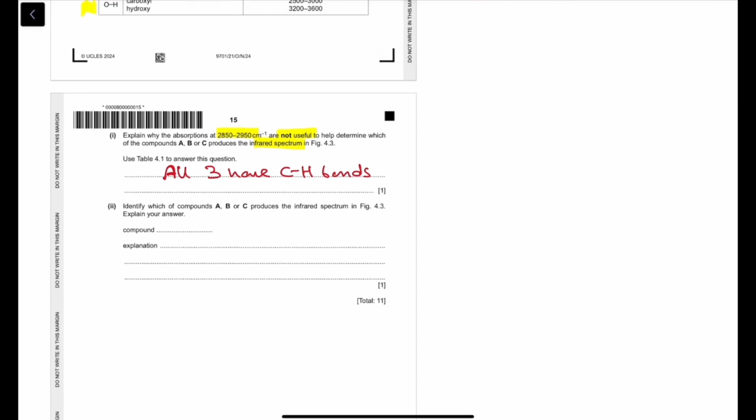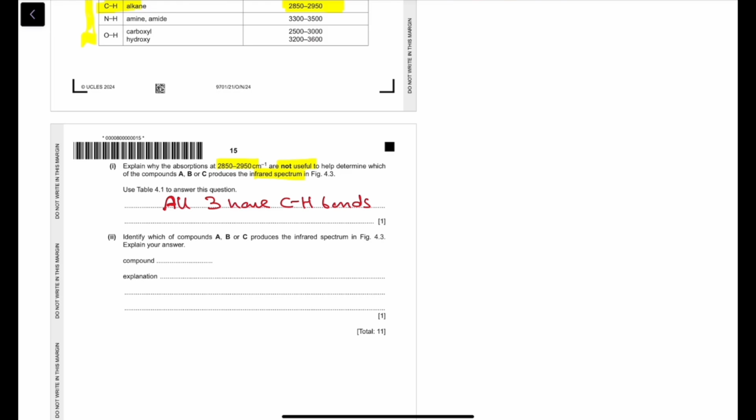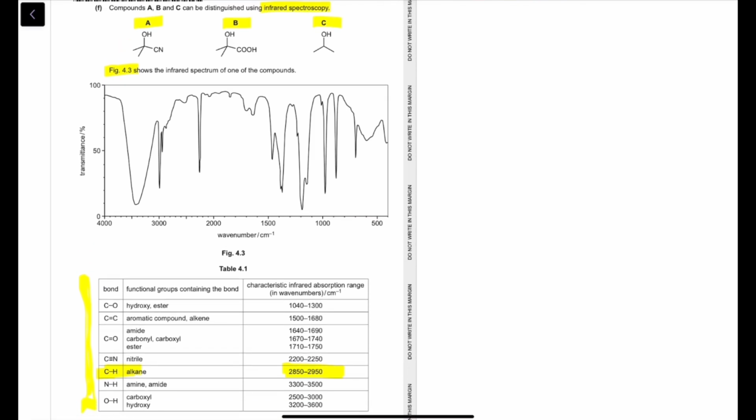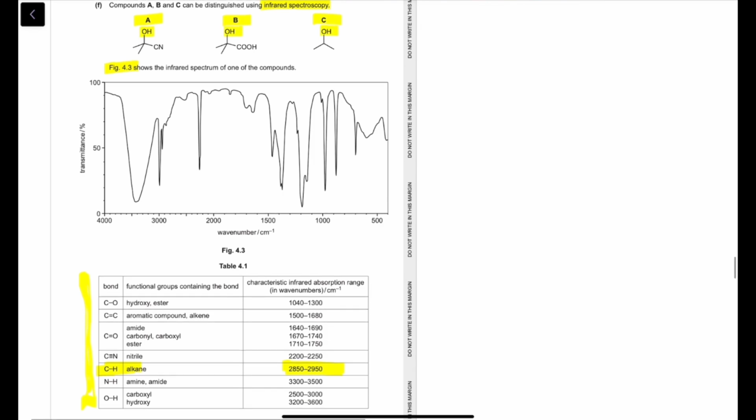It says identify which of the compounds produces the infrared spectrum in figure 4.3, determine the compound, and provide an explanation. So the way we're going to differentiate between each is to look at our differences. They all have an OH group, so we all expect for them to have a peak at around 3,200 to 3,600, which is around about this peak right here. However, A has a CN group, so 2,200 to 2,250, so 2,300 is a roundabout here. So you can say this peak is probably the C triple N bond peak. However, we need to double check.